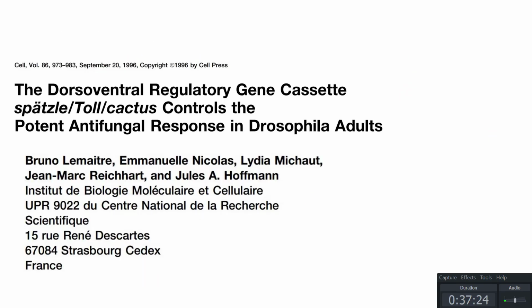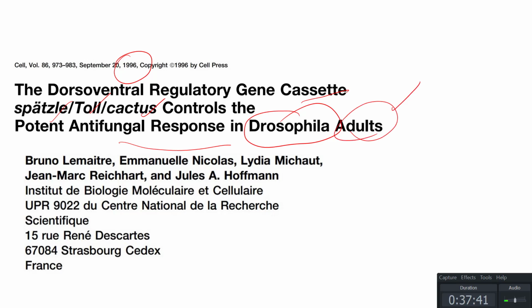Then there was one paper that came in 1996. They stated that this is not in the human, they said that it is in the Drosophila. There is something called the dorsoventral regulatory gene cascade, that is Spätzle and then Toll and Cactus, which controls the potent antifungal response in Drosophila adults. This came in Cell Press, if I'm not wrong, in 1996. So they said there are certain Drosophila adult genes that act against the fungal infection. It includes Spätzle, Toll, and then Cactus.